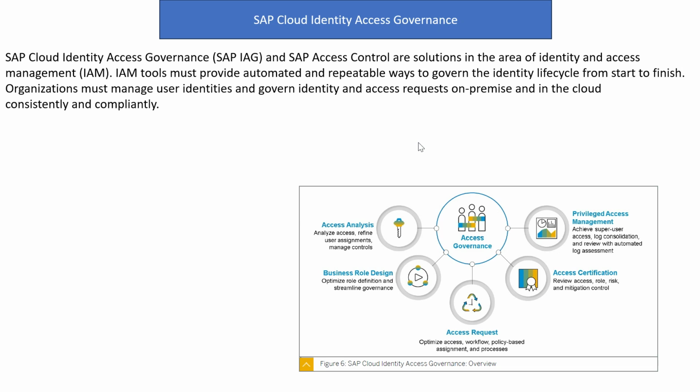You need to decide which component of the on-premise GRC is to be used, because you might have some different requirements which you configured a long time back and don't want to change now. So you can use some of the services of GRC access control and some of the services of SAP Cloud Identity Access Governance. Got it?